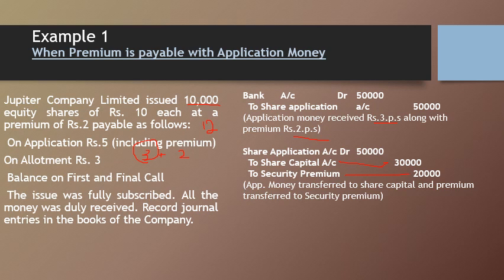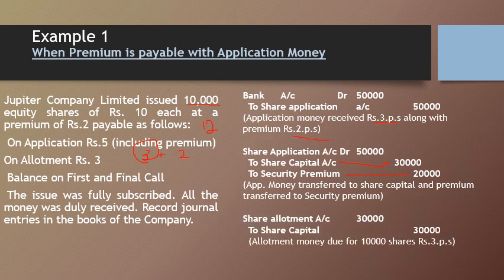Then next we have to make the allotment due. Here, share allotment account to share capital, rupees 3 is to be paid on allotment. Then they will be receiving the allotment money, bank account to share allotment. Next they have to make the share first call or the share final call. As all of you know this, I'm not doing that now. Then moving on.